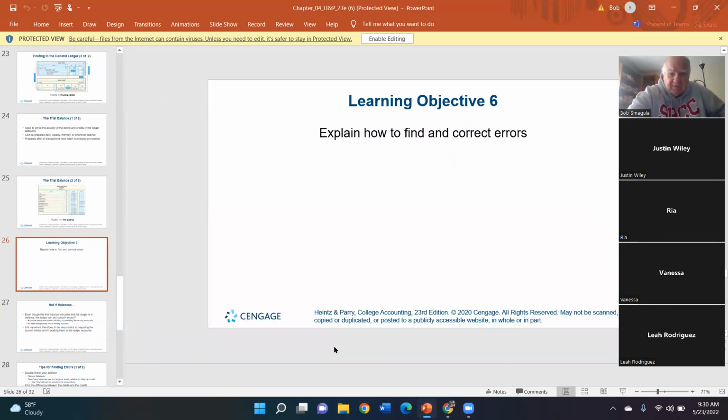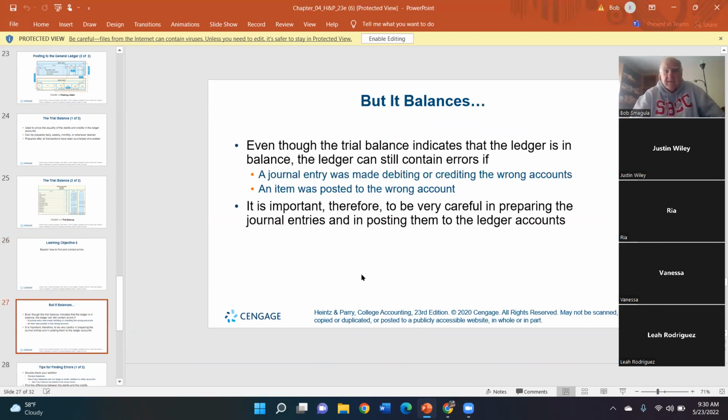Now, I'm not going to explain how to find and correct errors. Some of the tips they give are pretty goofy, actually. Even though the trial balance indicates that the ledger is in balance, it can still be wrong. It's wrong if you enter the debit as a credit instead, or an item goes to the wrong account. And guess what? They're telling you to be very careful in preparing the journal entries and posting them to the ledger. Who knew, huh?